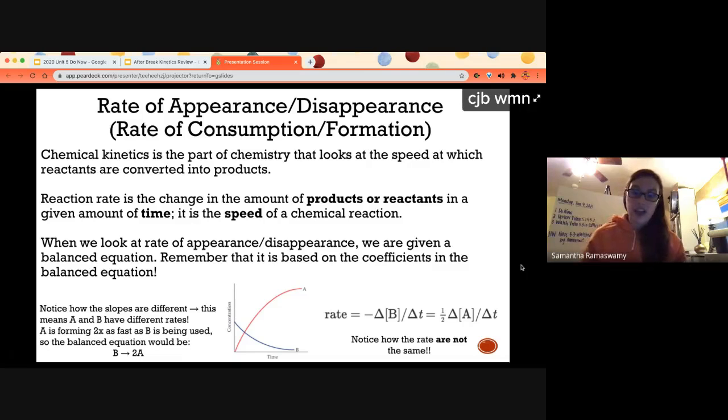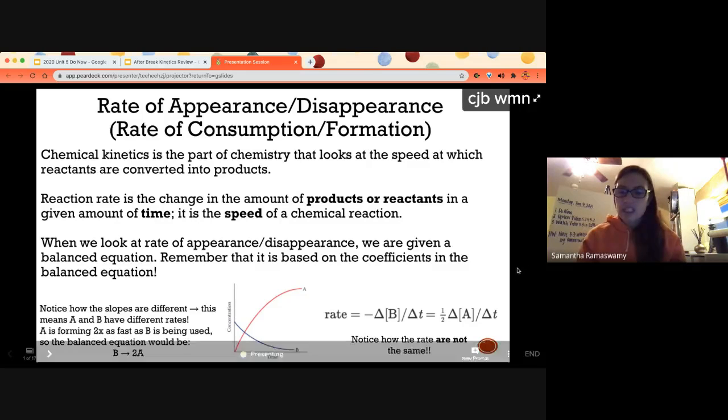So notice how A, the red line, A is appearing. You're forming more A, B is disappearing, which means A is a product, B is a reactant. But if you notice how the slopes are different, the rates are different. So A is actually forming twice as fast as B is being used up. So based on that, it could actually tell us the balanced equation. B yields 2A. B is the reactant that's being used up. A is the product that's being formed. A is forming twice as fast. And so there's a 2 for the coefficient of A.